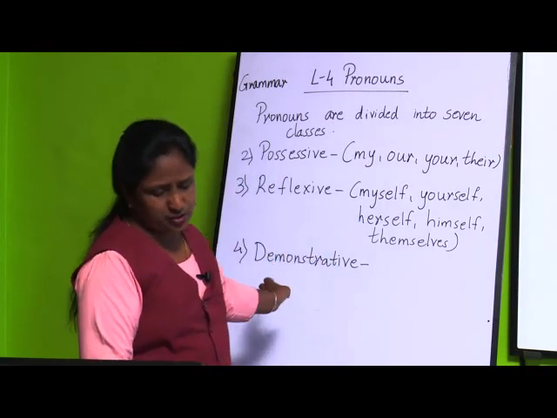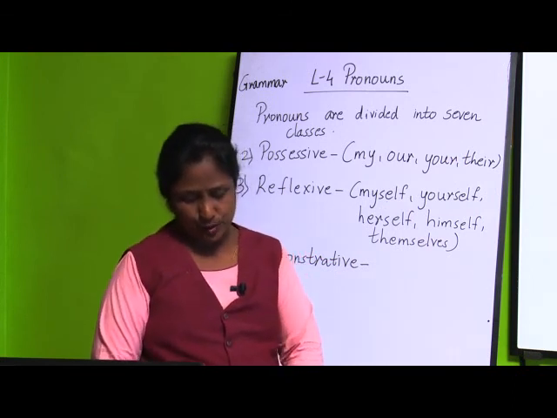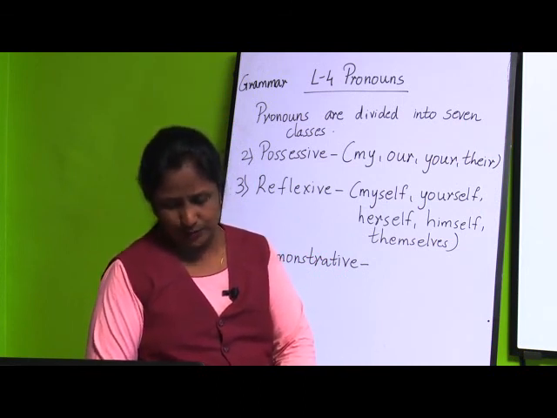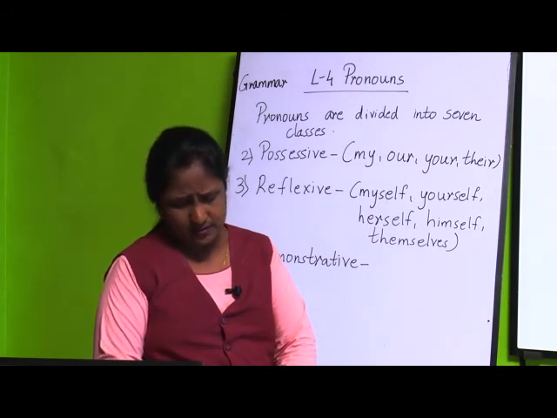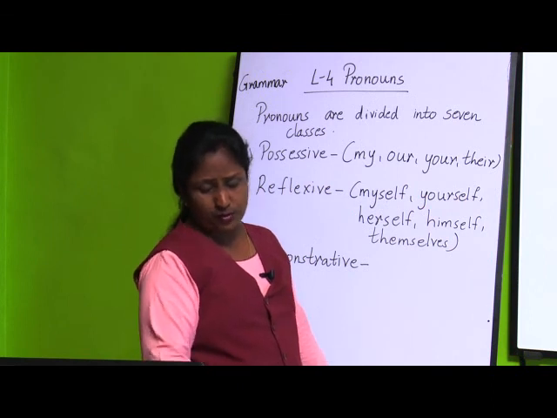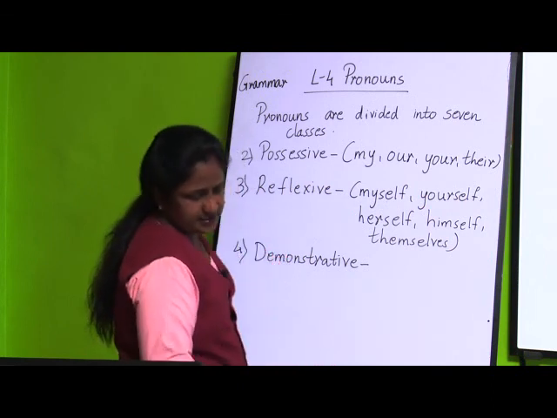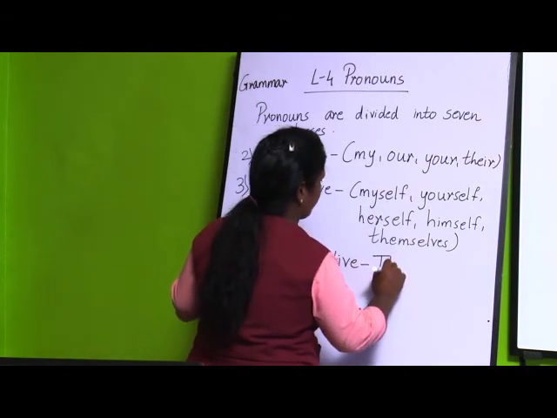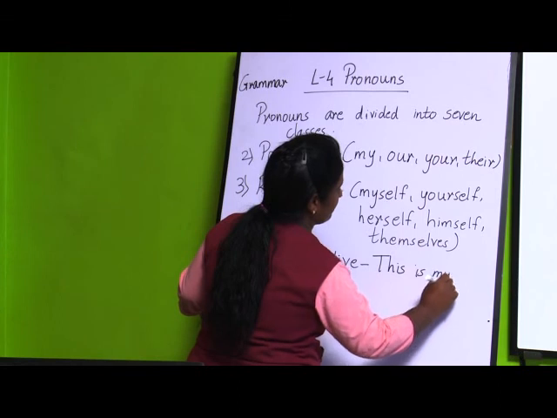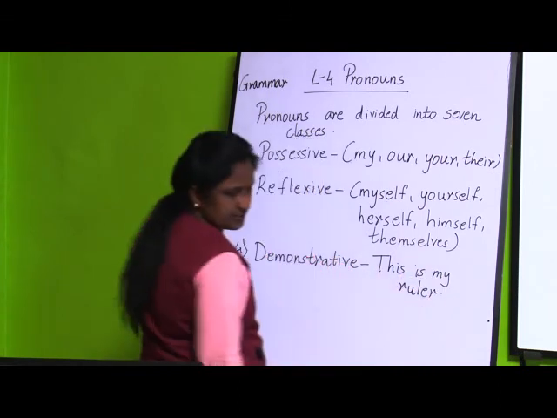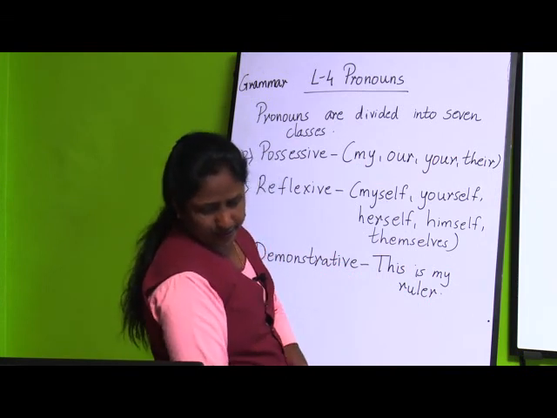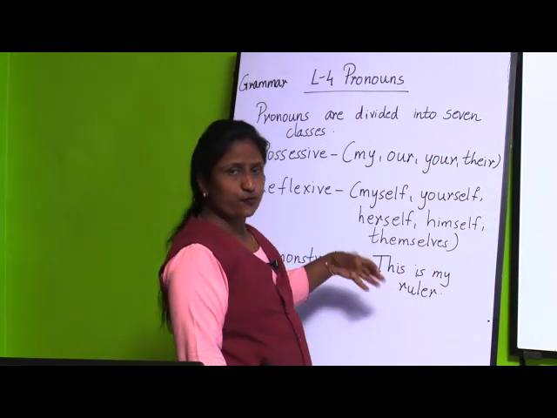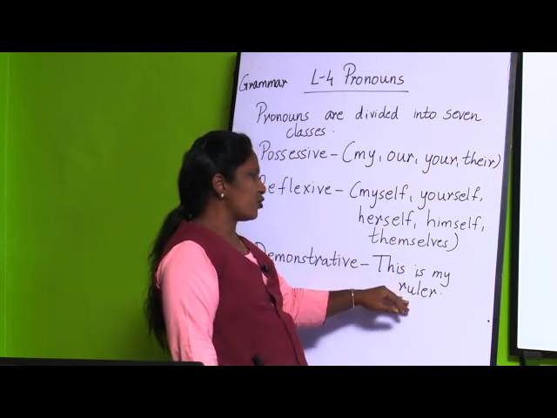Now, if you move to the demonstrative pronoun, what is demonstrative pronoun? A demonstrative pronoun can be used either before a noun or without a noun. We use the demonstrative pronoun to show things. It is used either before a noun or without a following noun. For example, this is my ruler. Here I want to tell you, we use this before the noun. It can be used before a noun or without a following noun.